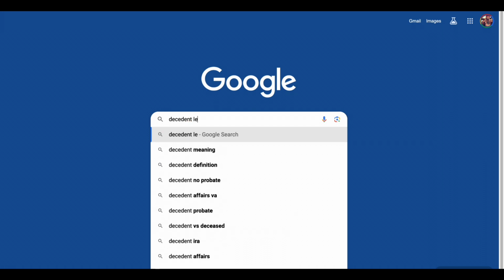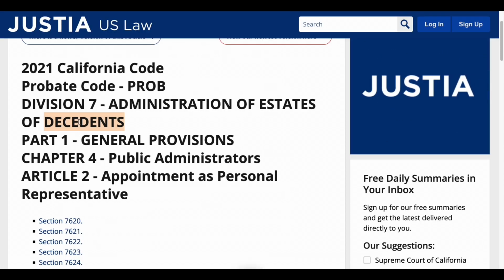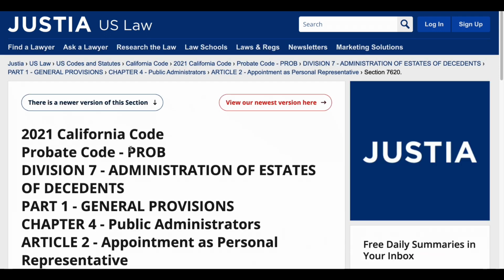Okay. Legal definition. So you see for yourself, the term is generally used in the law governing estates and trusts in reference to a person who has died. Okay, so when you see decedent, that's what they talking about. The administration of the estate of decedents. Okay.